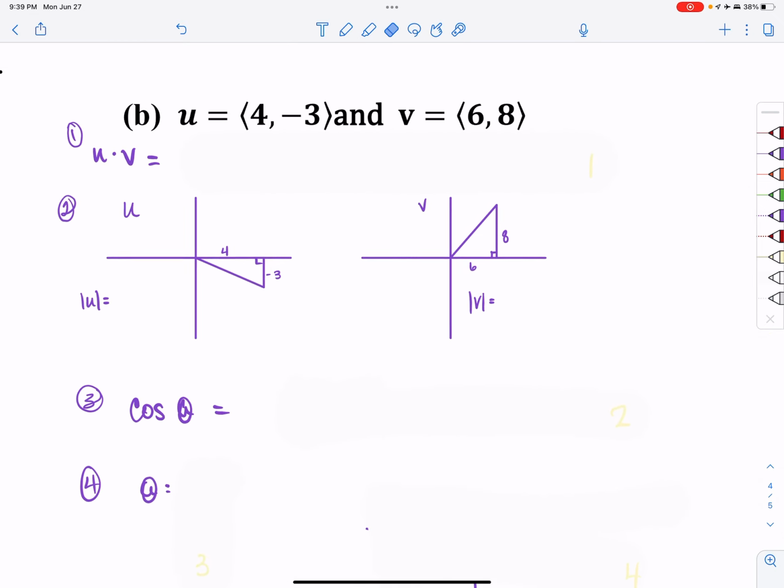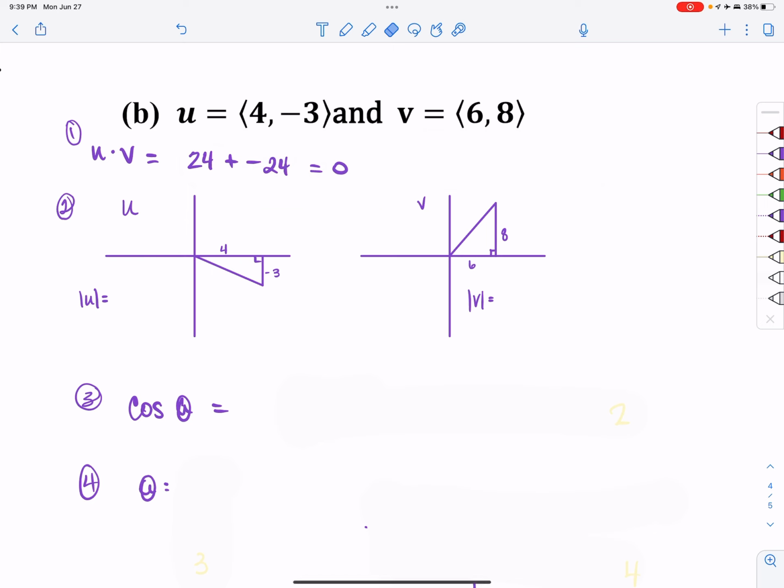All right, let's do one more example of that. So here, u dot v is going to be 0 because 24 plus negative 24 is 0. Again, I've already drawn pictures for you. We need to find our magnitude. So this guy is going to be 5 here, and this one's going to be 10. Again, if you don't believe me, pause the video and just do the Pythagorean theorem.